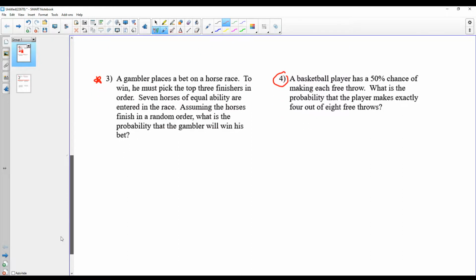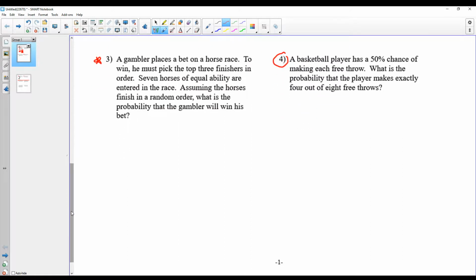Okay, so 2 and 3 are really similar to that setup. So I'm going to go ahead on to 4. I'm going to do number 4. And you guys don't have this worksheet. These are not the same problems, but your worksheet is set up the same way. A basketball player has a 50% chance of making each free throw. What is the probability that the player makes exactly 4 out of 8 free throws?